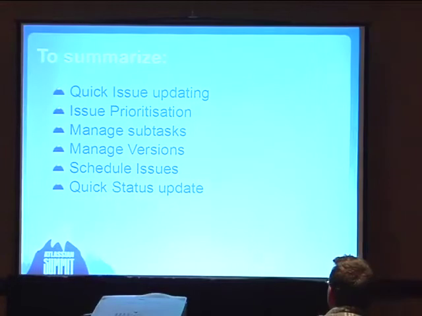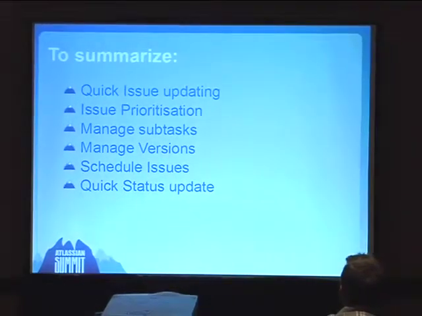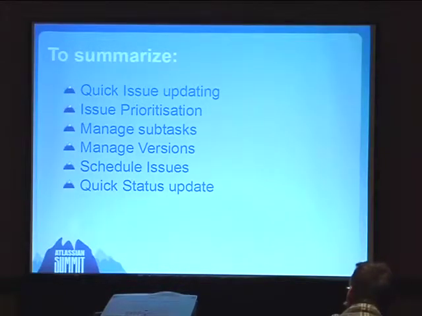So to summarize, I hope you saw the added value that GreenHopper is adding to Jira. So again, the 6 points are: you can quickly update your issues within the cards without losing the focus of what you're seeing. You can prioritize your issues. This is a main missing point of Jira. You can manage your subtasks, so always have them regrouped, see your parent with the subtasks, and track them, like we saw in the task board.